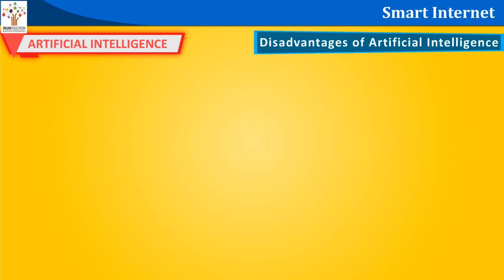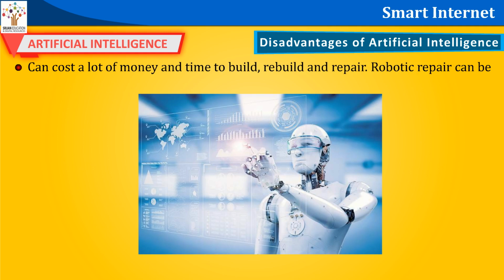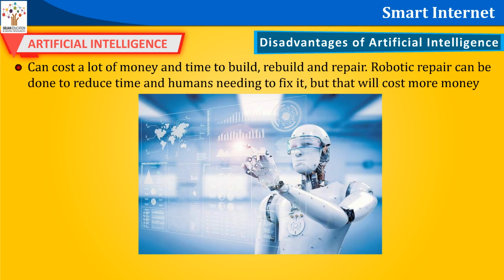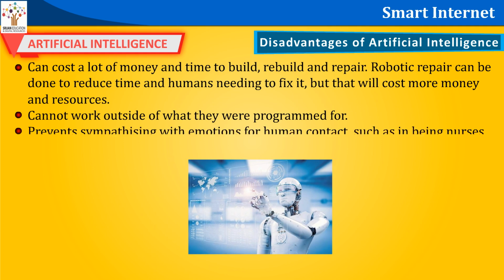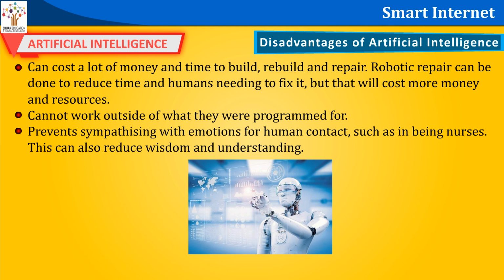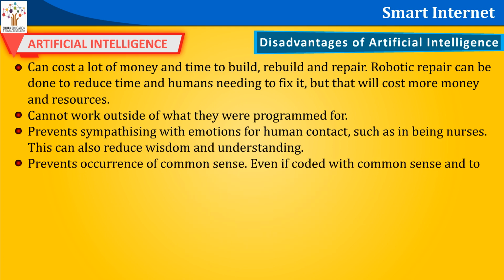Disadvantages of artificial intelligence. Can cost a lot of money and time to build, rebuild, and repair. Robotic repair can be done to reduce time and humans needing to fix it, but that will cost more money and resources. Cannot work outside of what they were programmed for. Prevents sympathizing with emotions for human contact, such as in being nurses. This can also reduce wisdom and understanding.